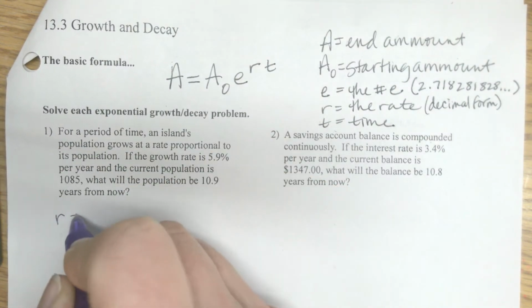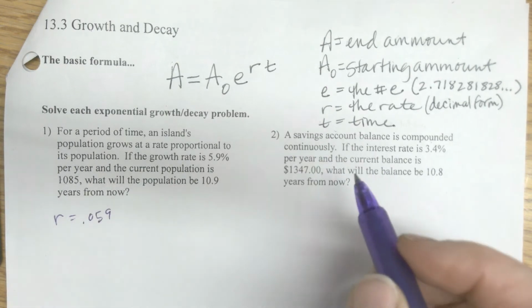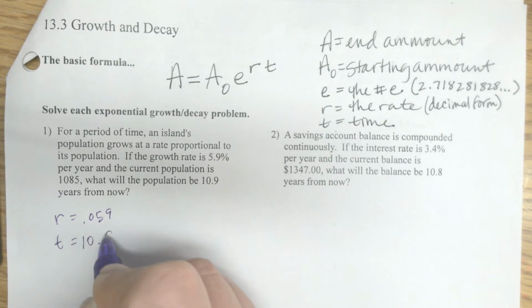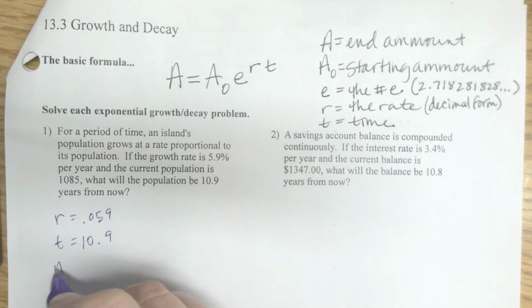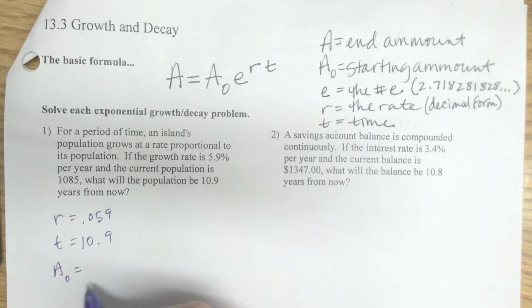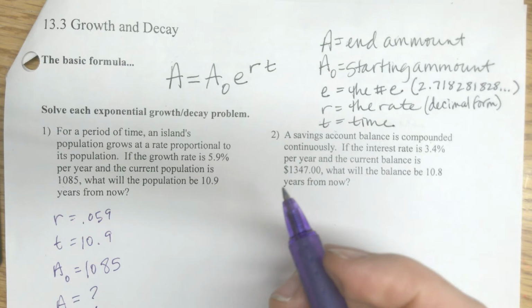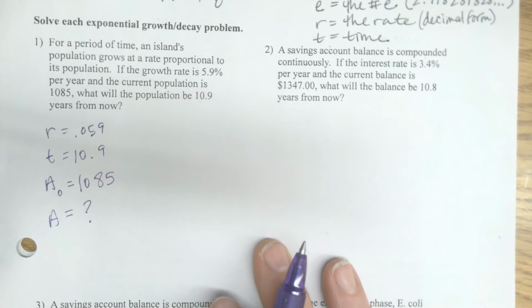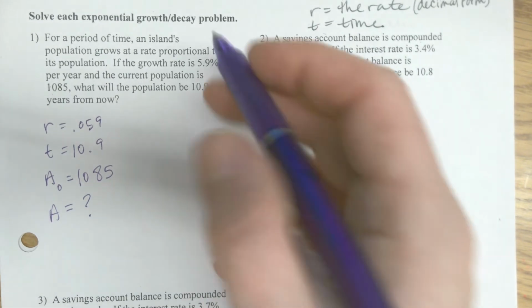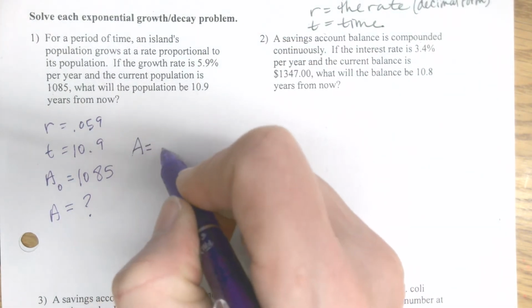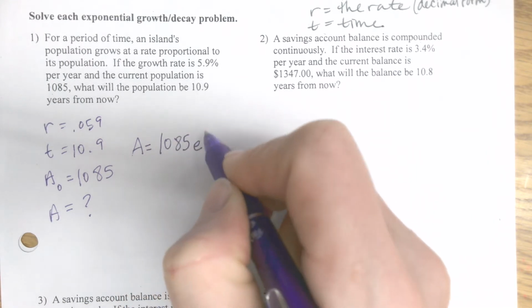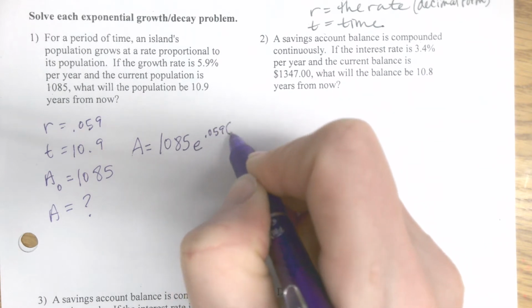So I'm going to be given the rate, which is 0.059. I do the decimal form of that. The time that I'm looking at is 10.9. I'm given the starting population. We're looking at currently where we are, 1,085. And what I'm looking for is what the end amount is going to be. So I have everything that I need to set up this problem. It is A equals A sub 0 times E raised to the RT.